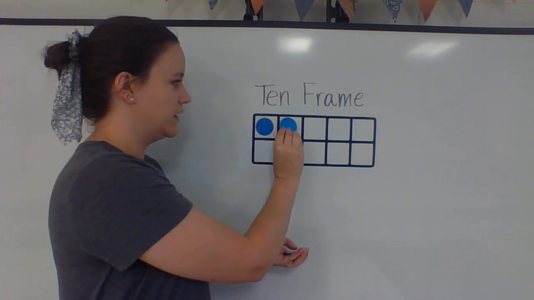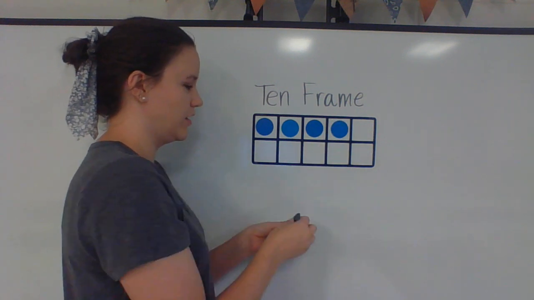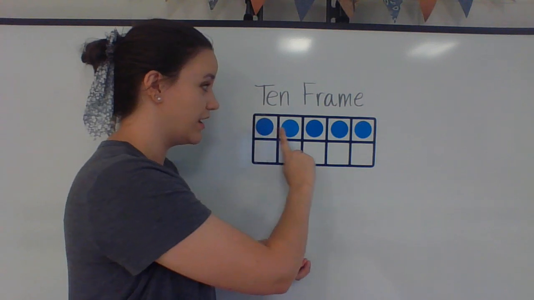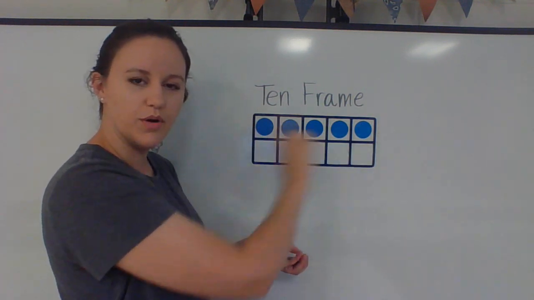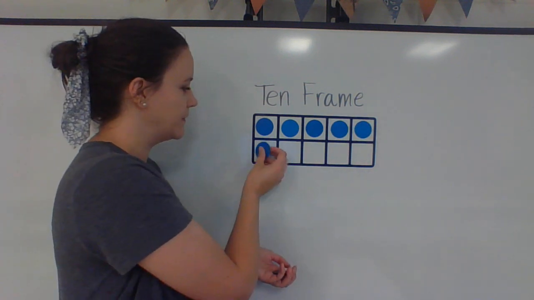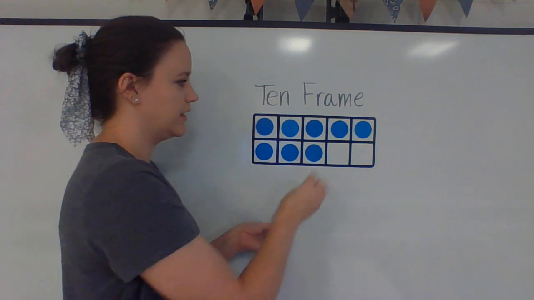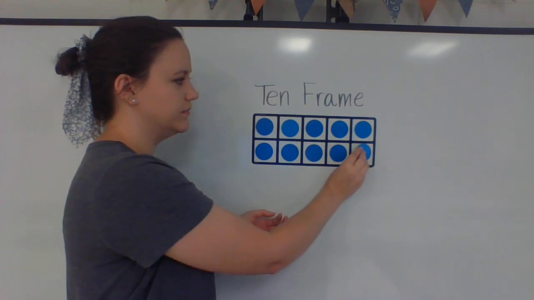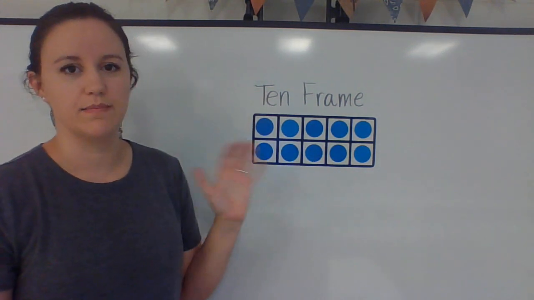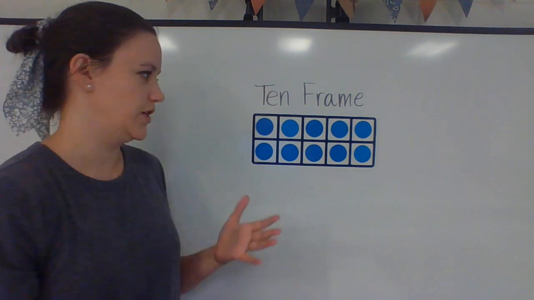1, 2, 3, 4, 5. I can stop there and realize, oh, look, there's 5 in the top row. The top row is full, so now I'm showing 5. And now I keep going. So that's 5, 6, 7, 8, 9, 10. So now I have 10 counters, 10 dots in my 10 frame. So it's full, and when a 10 frame is full, there are 10 objects.